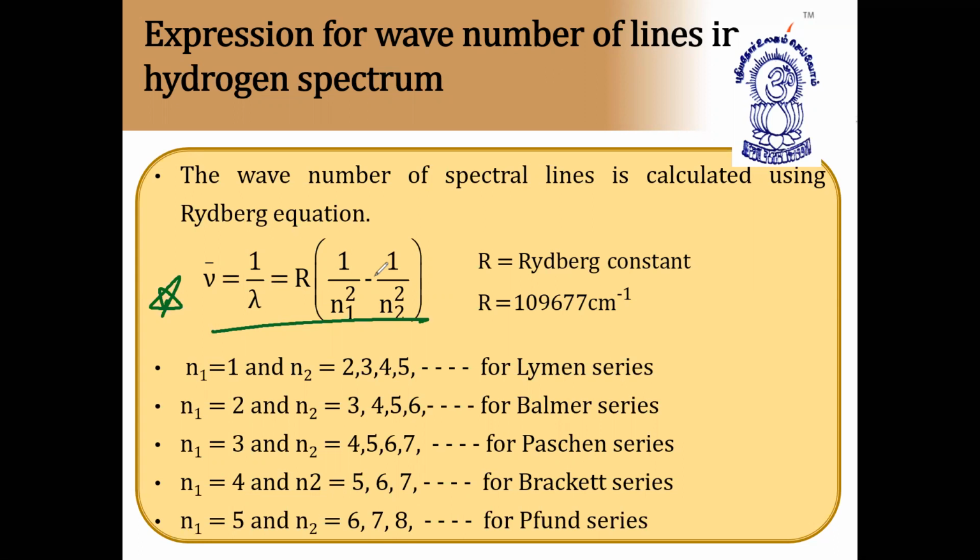Even they'll say Balmer series, or they'll say any orbit number also. If orbit numbers are given, it's easy. But if they give only Balmer series or Lyman series, you need to know the limits. For Balmer series, the limit is n1 is equal to 2, n2 can be 3, 4, 5, 6, because they give only one orbit number. Similarly, n1 is equal to 3, n2 is equal to 4, 5, 6, 7 for Paschen. n1 is equal to 4 for Brackett series, n1 is equal to 5 for Pfund series.